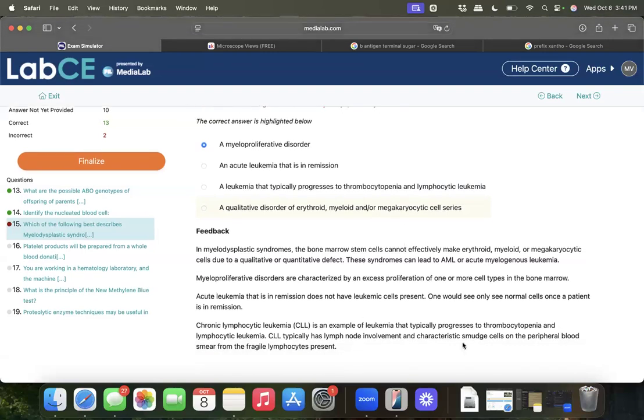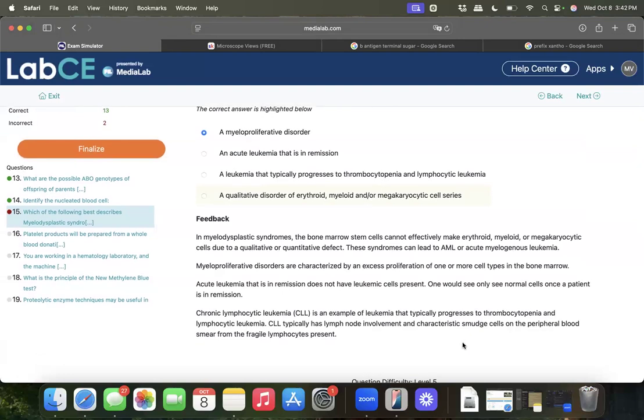In myelodysplastic syndromes, the bone marrow stem cells cannot effectively make erythroid, myeloid, or megakaryocytic cells due to a qualitative or quantitative defect. All syndromes can lead to AML, or acute myelogenous leukemia. A myeloproliferative disorder is characterized by an excess proliferation of one or more cell types in the bone marrow. An acute leukemia that is in remission does not have leukemic cells present. One would only see normal cells once a patient is in remission, or you'd hope that they're not going to have any leukemic cells in their peripheral smear. Chronic lymphocytic leukemia, or CLL, is an example of leukemia that progresses to thrombocytopenia and lymphocytic leukemia. CLL typically has lymph node involvement and characteristic smudge cells on the peripheral blood smear from the fragile lymphocytes present.